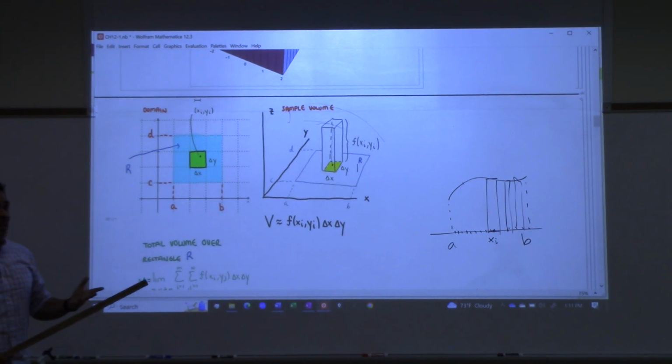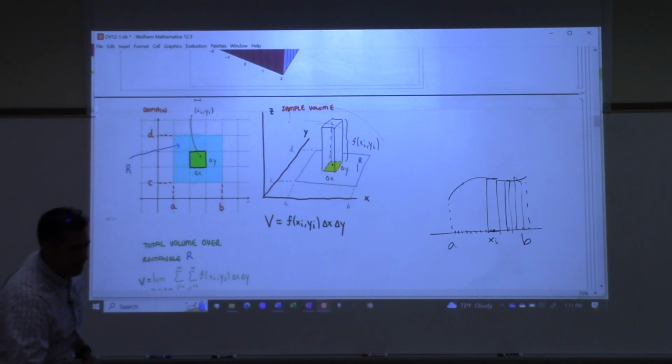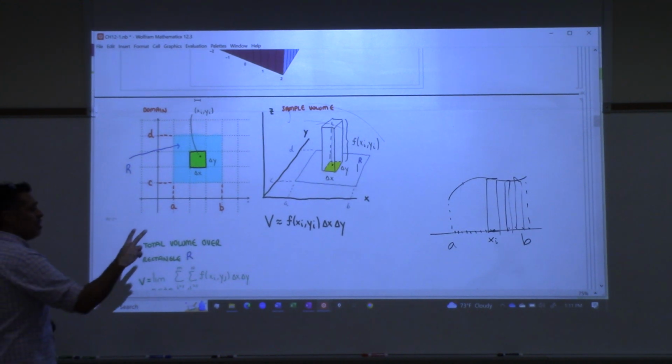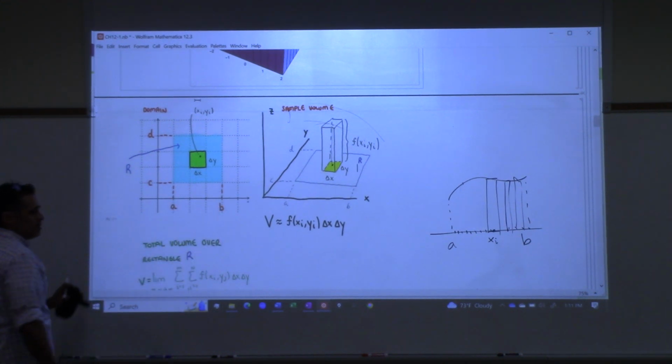Now, we just need to add them all up, right? We just need to add them all up. Add up all the boxes, yes? Does the domain have to be rectangular? Today, well, first part of today, yes. Next part of today, no. So right now we start on rectangles and then we go to different types of regions on the ground.